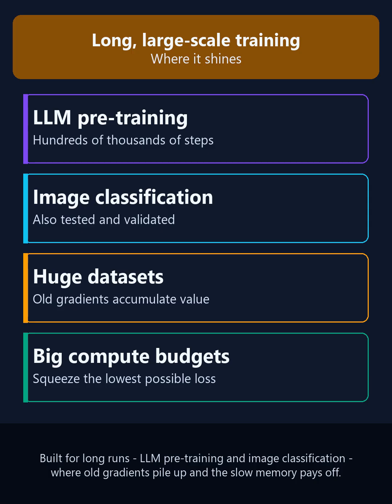Where does AdEMAMix shine? Long training runs. It was designed for and tested on large-scale language model pre-training and image classification, where you take hundreds of thousands of steps over enormous datasets. That is exactly where old gradients accumulate value and the slow memory pays off. If you are burning a big compute budget to reach the lowest possible loss, this is a strong lever.